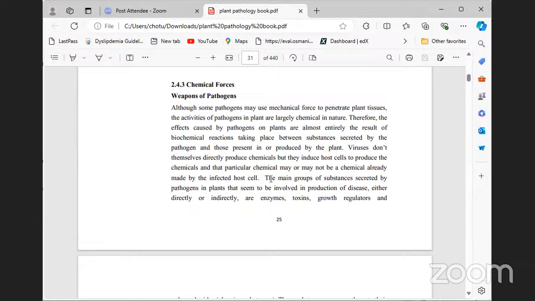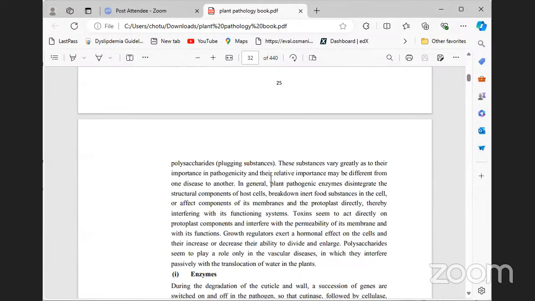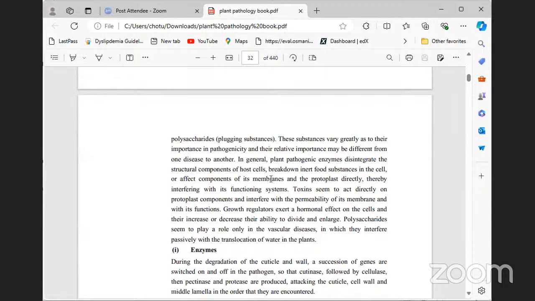cell. The main groups of substances created by the pathogen in plants that seem to be involved in the production of disease, either directly or indirectly, are enzymes, toxins, growth regulators, and polysaccharides, that is the plugging substance. These substances vary greatly as to their importance in pathogenicity. Their relative importance may be different from one disease to another disease.